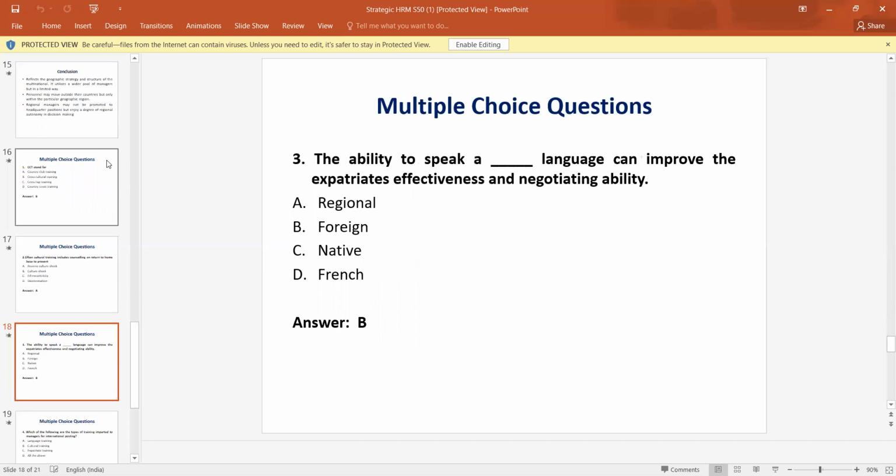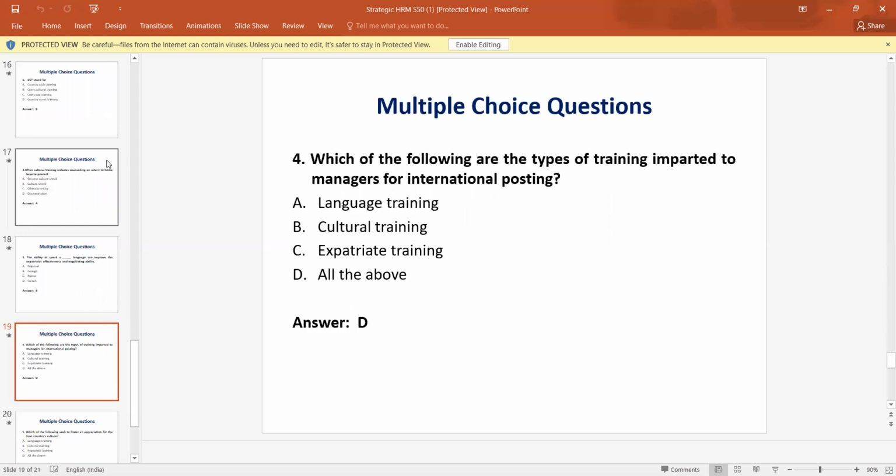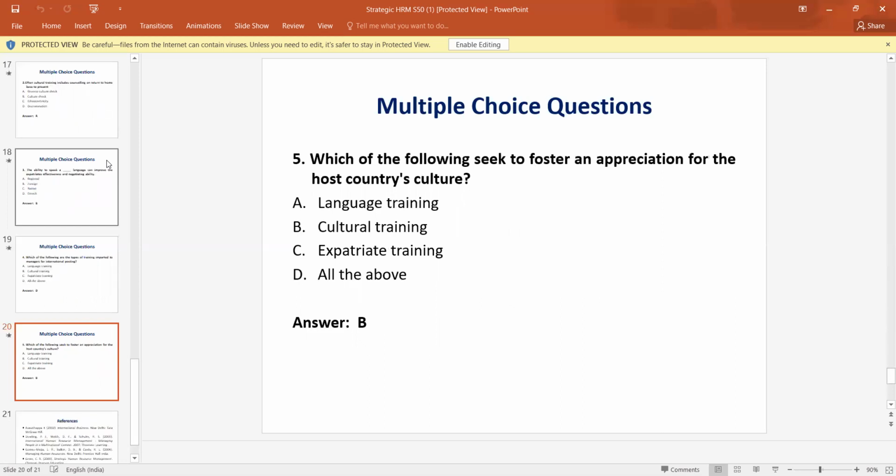Question number 3. The ability to speak a dash language can improve the expatriate's effectiveness and negotiating ability. The answer is B, foreign. Which of the following are the types of training imparted to managers for international posting? The answer is D, all the above. Which of the following seek to foster an appreciation for the host country's culture? The answer is B, cultural training.